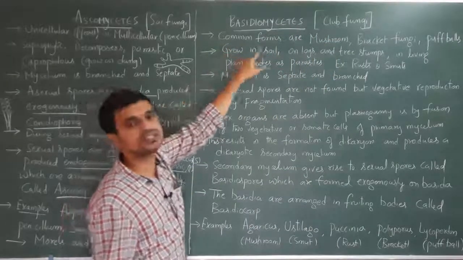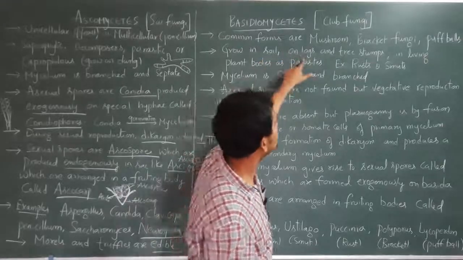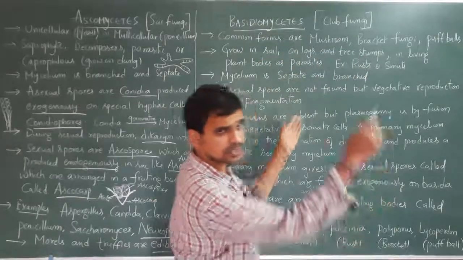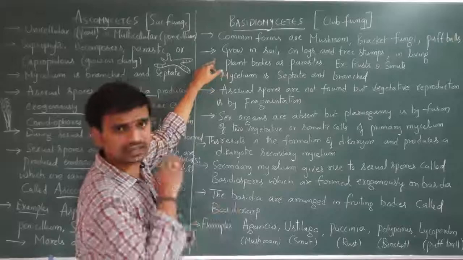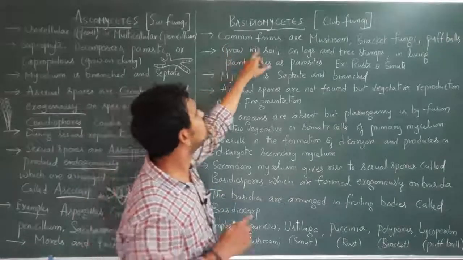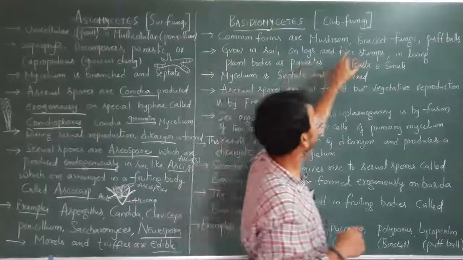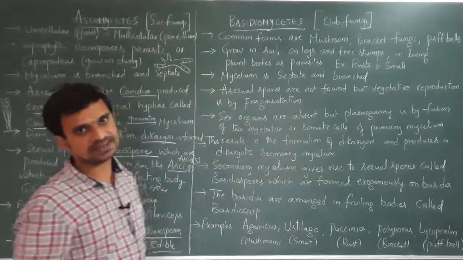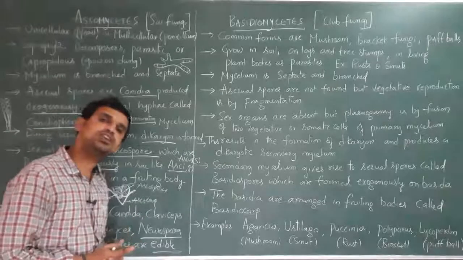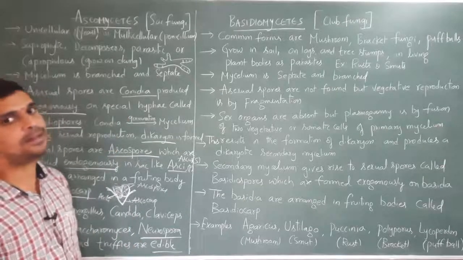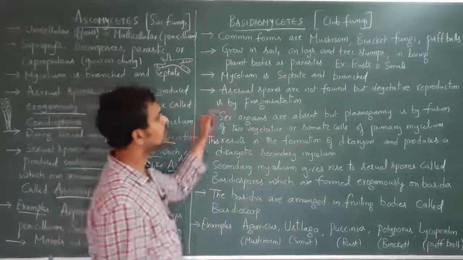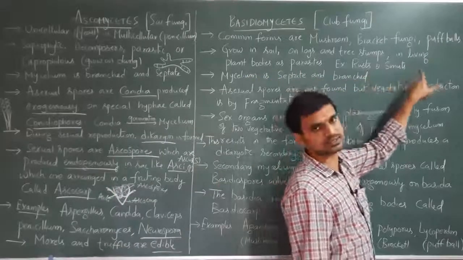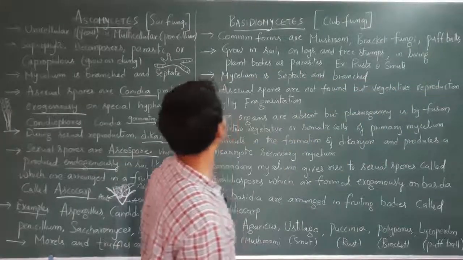Next, they grow in soil, on logs and tree stumps. Logs means woods, cut woods. So they grow in soil, on logs and tree stumps, and in living plant bodies as parasites. So the members of the basidiomycetes also live as parasites. Examples: rusts and smuts.